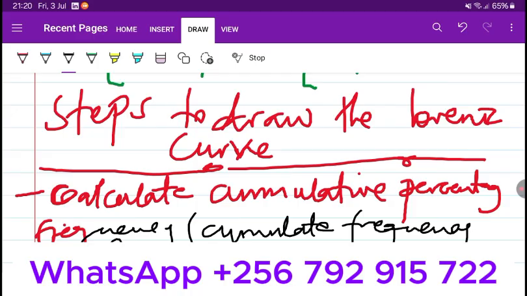So you first get your frequencies, you get the total frequency, you get the individual frequency divided by the total frequency times 100. Then when we are done with that, you cumulate them in another table to give us the cumulative percentage frequency. And that's our first step.